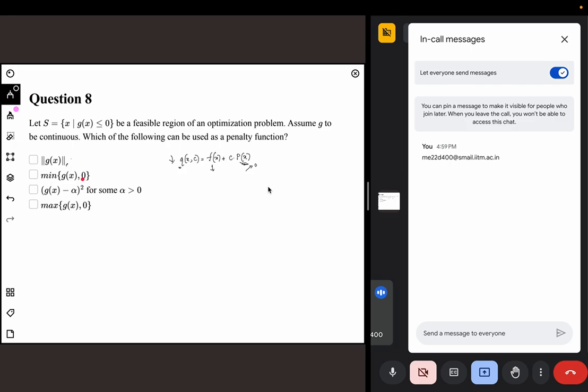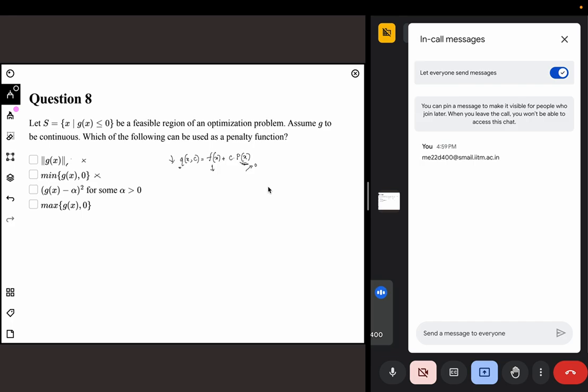Now let's say I choose minimum of g of x comma 0. Then p of x will, as long as you're in the feasible region, be some negative quantity and this will keep reducing, and you'll not be able to find the minimum. So this will not represent the region.